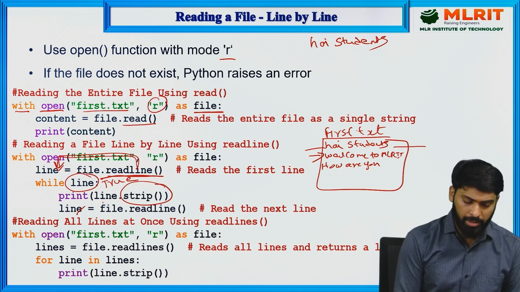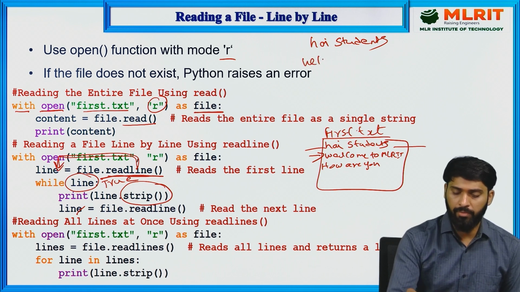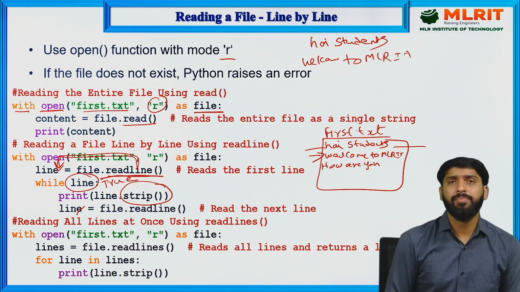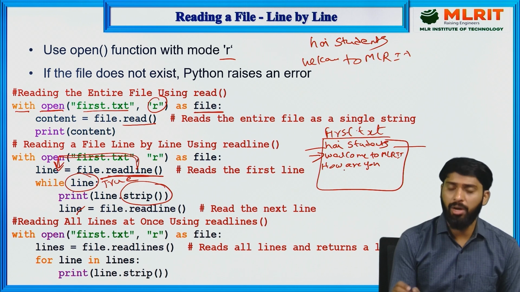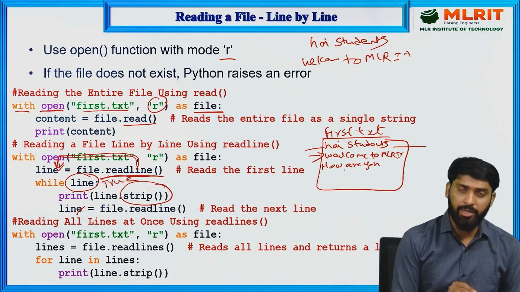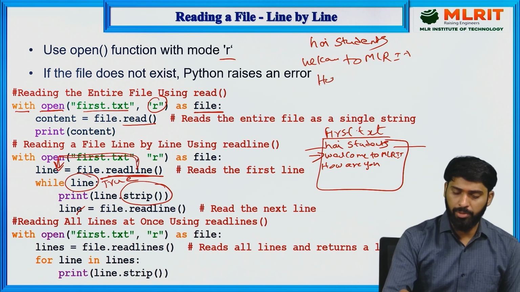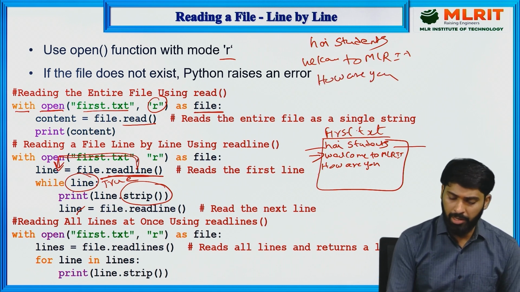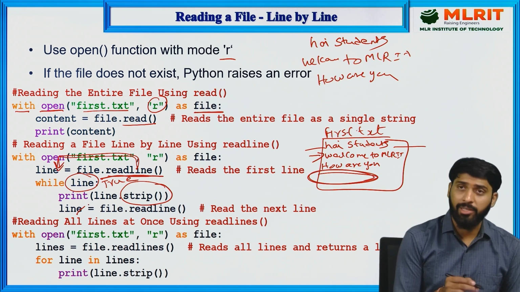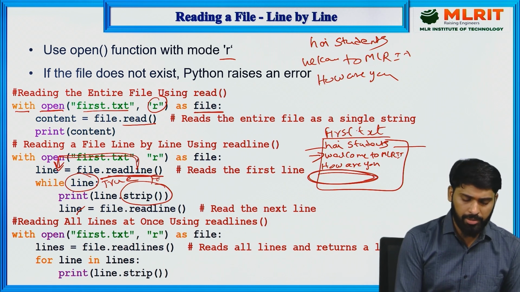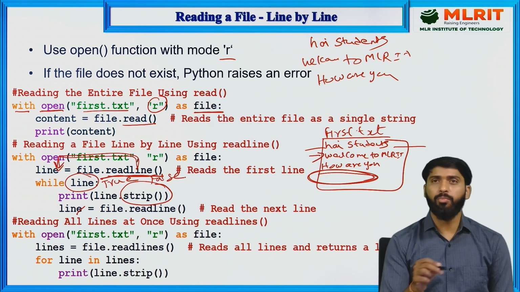So I print line, so again it prints welcome to MLR IT. Next, line equals file.readline. So again, how are you is assigned to line, and while line is true, so it prints how are you as output. Next, line equals file.readline. This is the null point, so in the next iteration the line becomes false. That's it. Now this is the output.